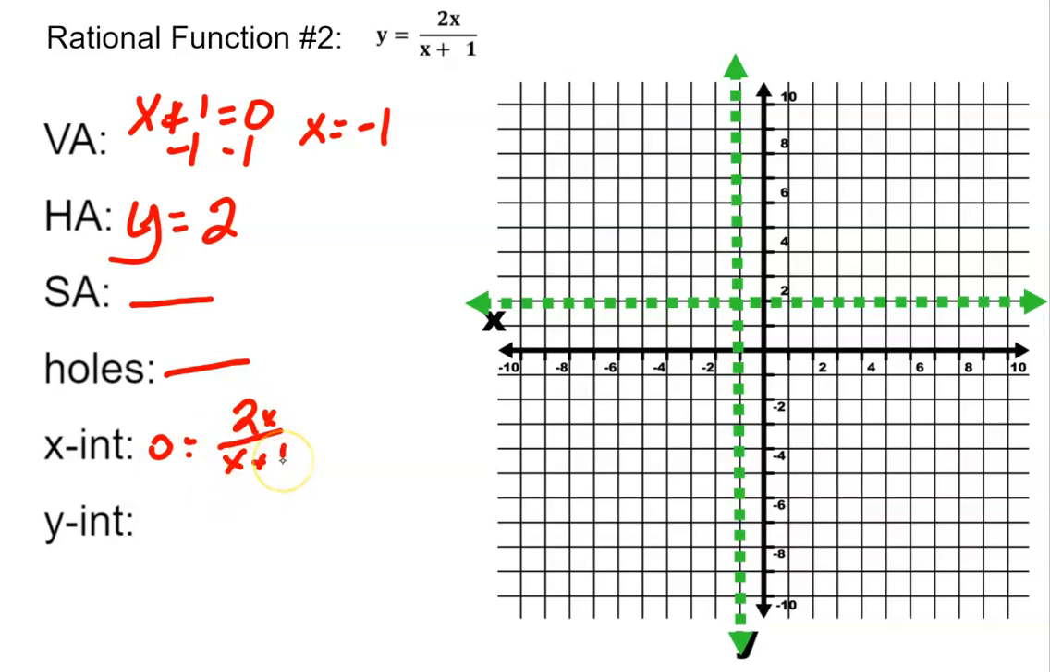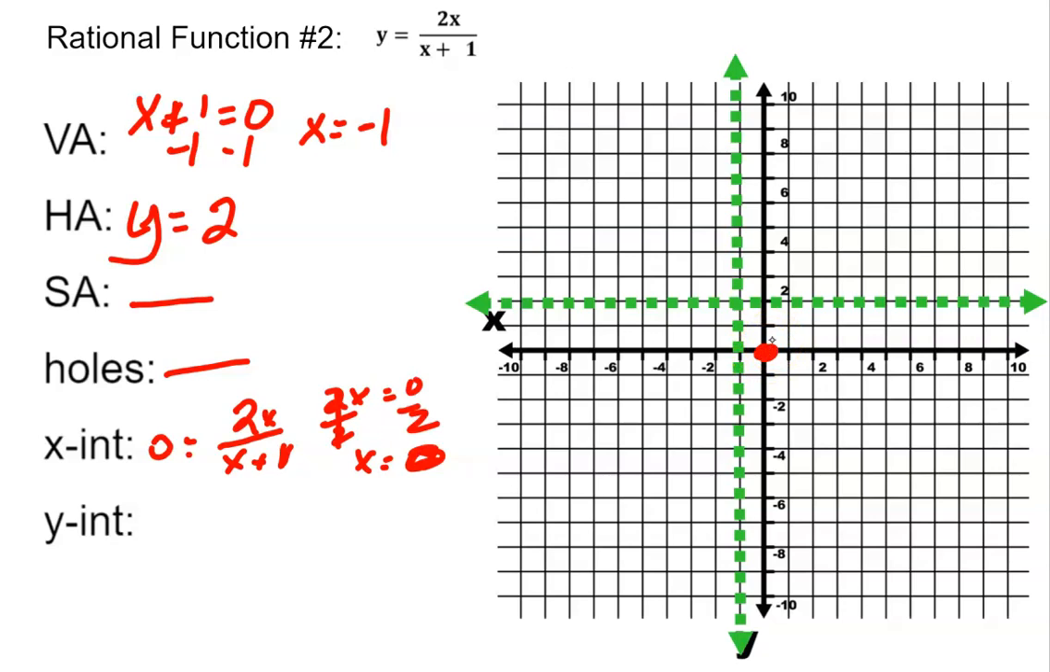plus 1. Now we need to know what does our x have to be so this whole thing would equal 0. Well, when you have a fraction, the only way for the fraction to equal 0 is if the numerator is 0. So if I take the numerator of 2x, set that equal to 0, I can now solve for x. So I'm going to divide by 2, and I would have an x-intercept at 0, because 0 divided by 2 would be 0. So I have, when y is 0, x is 0. So I have a point at the origin of 0, 0.